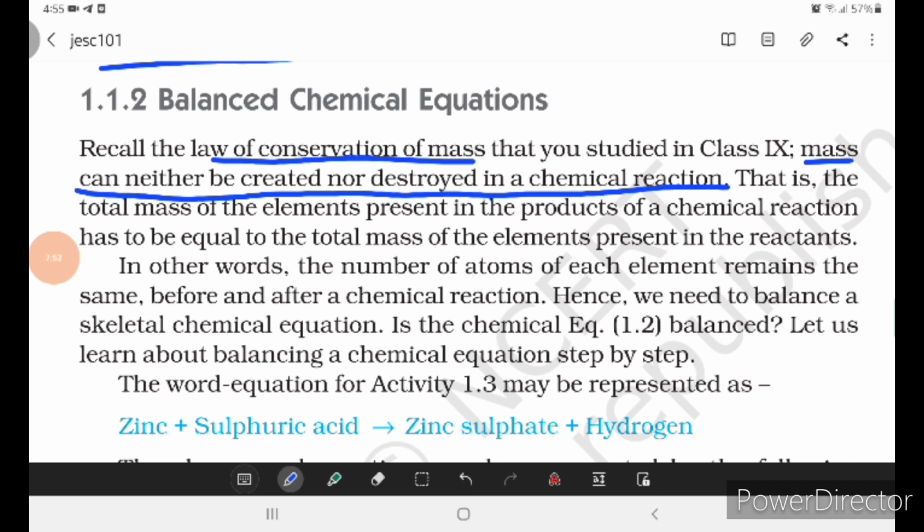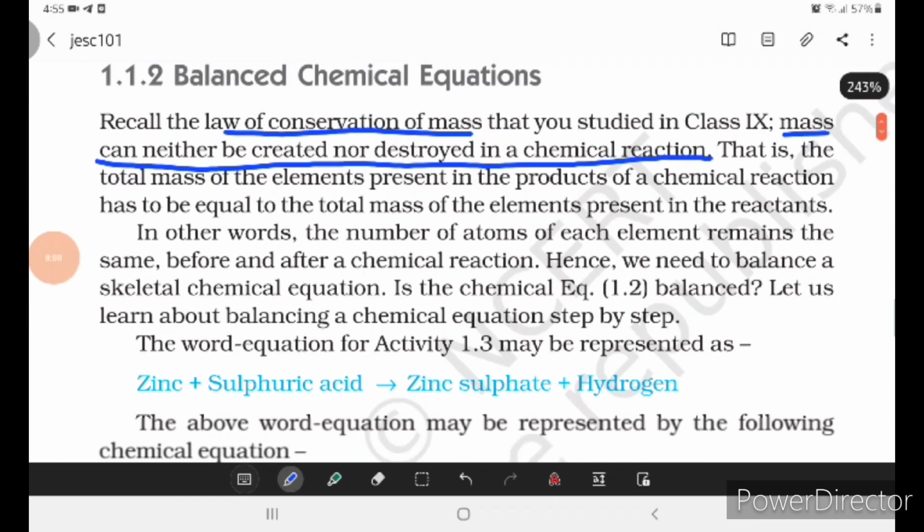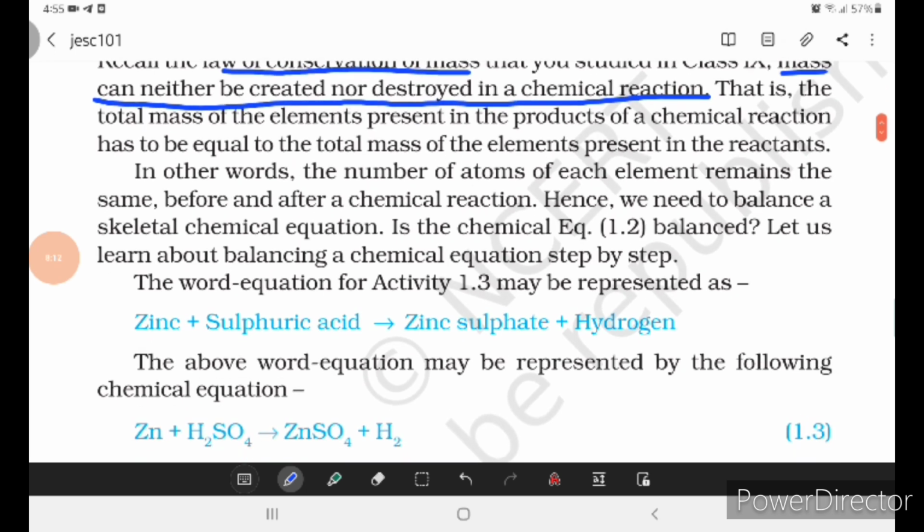That is, from the activity 1.1, where we have found the reaction between magnesium and oxygen, that is Mg plus O2 gives rise to MgO. Here the mass of magnesium and the mass of oxygen on the left hand side must be equal to the product, that is MgO, that is formed. That is what our law of conservation of mass states, right? In other words, the number of atoms of each element remains the same before and after a chemical reaction. Hence, we need to balance a skeletal chemical equation.